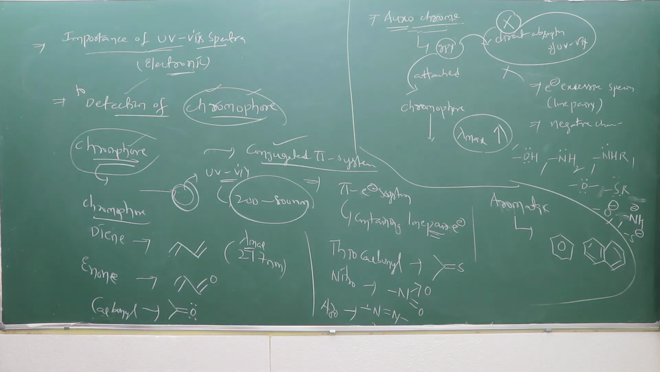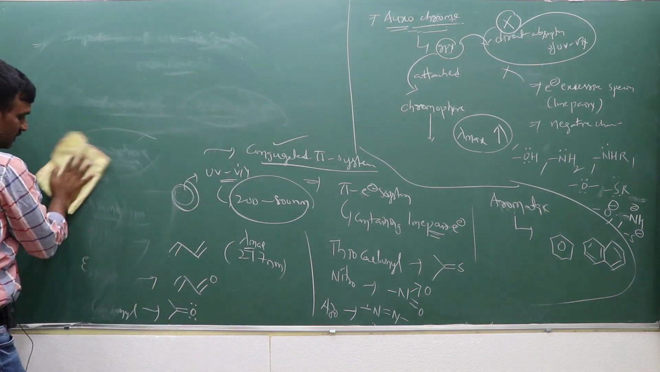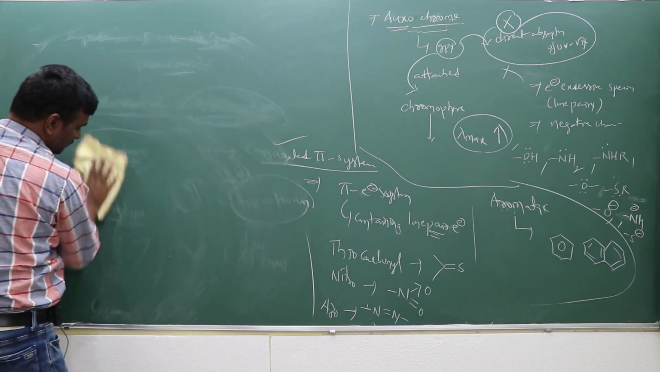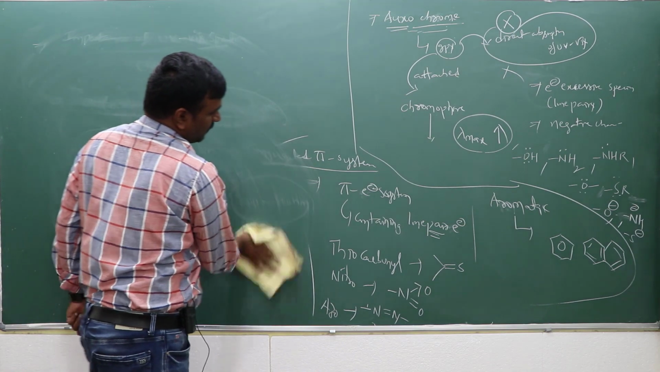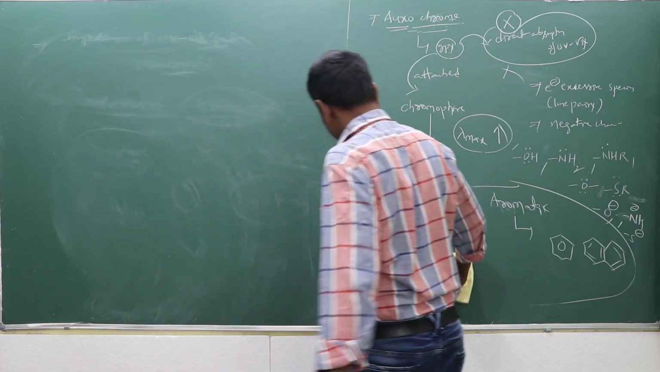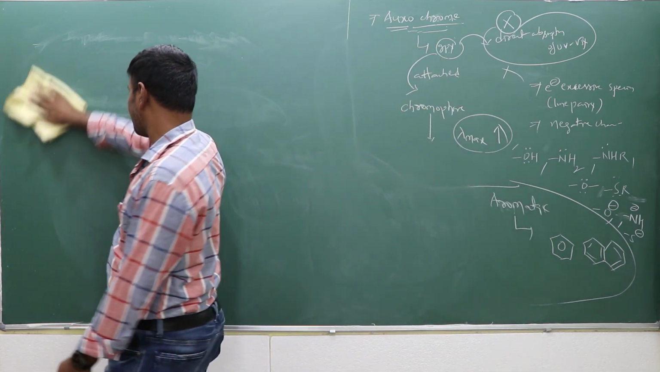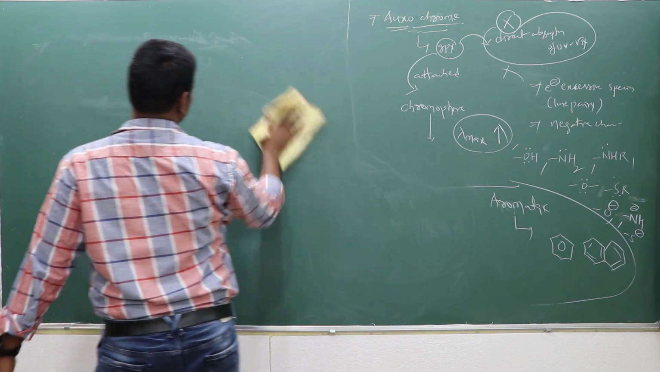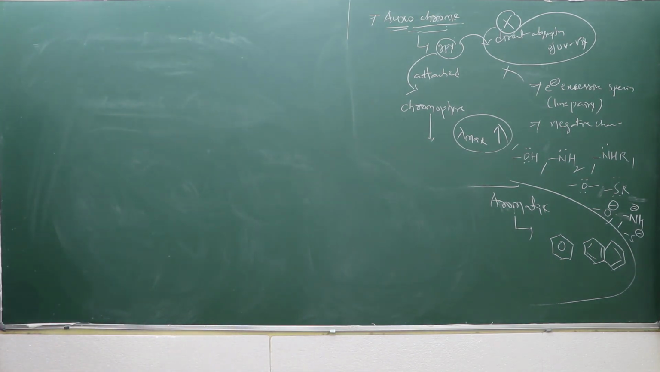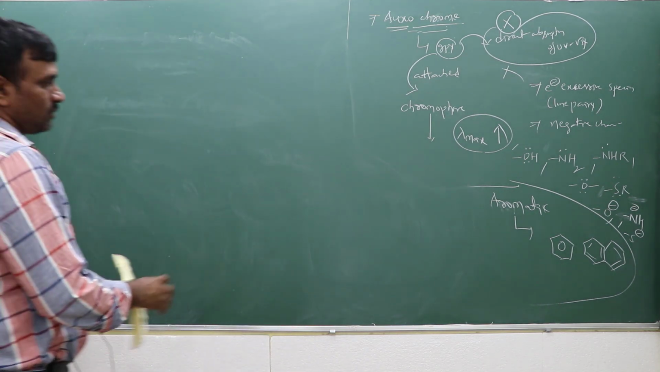What is the nature of the auxochromic group? Directly, it cannot absorb the UV visible range of radiation. That means independently it is not possible to absorb UV visible range of radiation. But whenever that particular auxochromic group is attached to the chromophore, it will enhance the absorption wavelengths of the chromophore. See, listen.